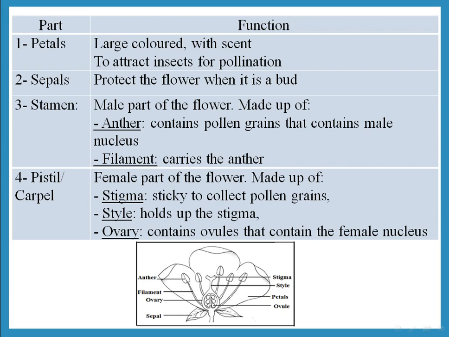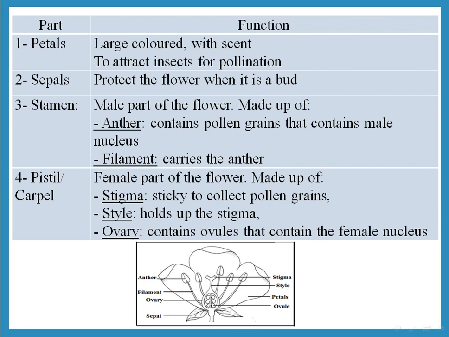Now, we said the stamen is the male part of the flower. Do you remember we said it's made up of what? It's made up of the anther, and the anther is the one that contains the pollen grains. And the pollen grains are tiny cells that contain the male nucleus. Then we have the long, thin part that carries the anther, that is called the filament. So the anther and the filament make up the male part, which is the stamen.